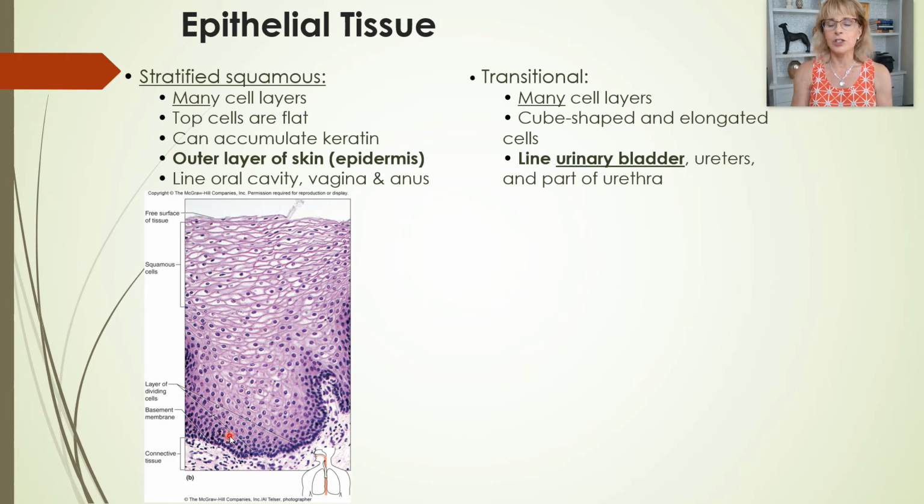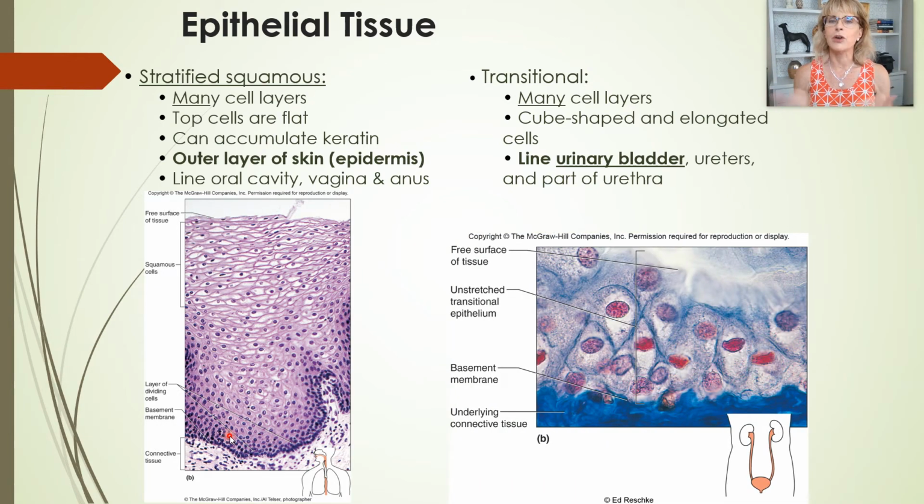Let's see, transitional. I'm just kind of obsessed with transitional. Transitional breaks all the rules, right? Is it one layer? Is it multiple layers? Are they cuboidal? Are they squamous? Why? Because they've got a very special job to do. Their job is to create a surface that can stretch and then snap back without leaving any wrinkles in the surface. That is not easy to do, okay?